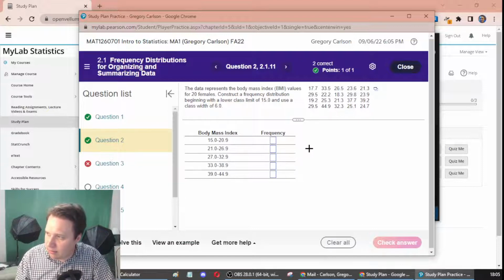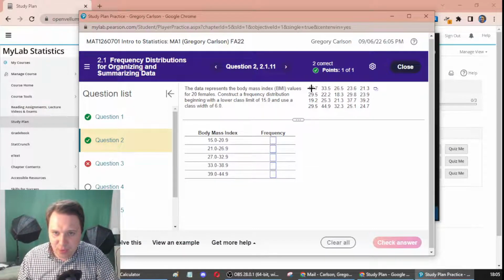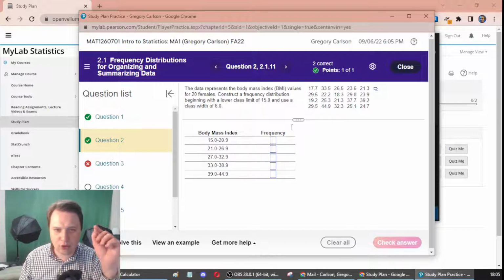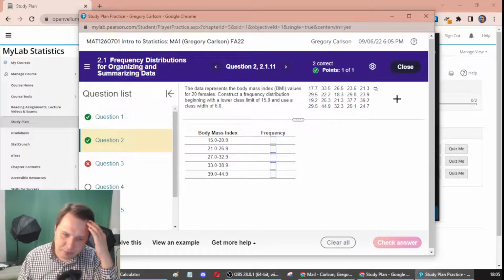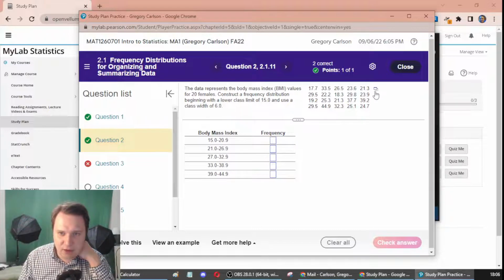Okay, this problem is a little bit irritating. We have this data, and we need to put in the frequency. Here's our data up here, and we just need to put how many are in each class down here. One way you can do it is take a screenshot of this and mark them off as you go, which is fine, but let me show you a better way. Do you see this little icon right here?